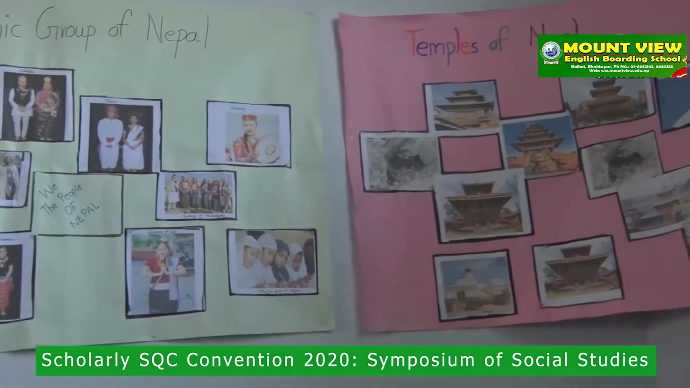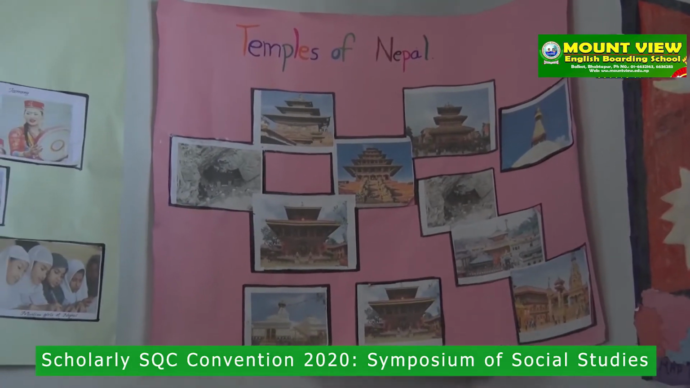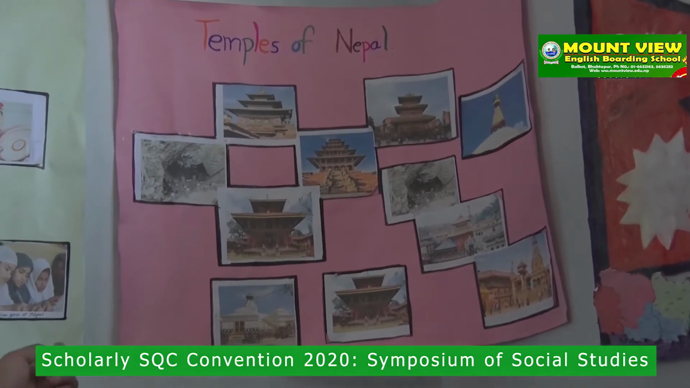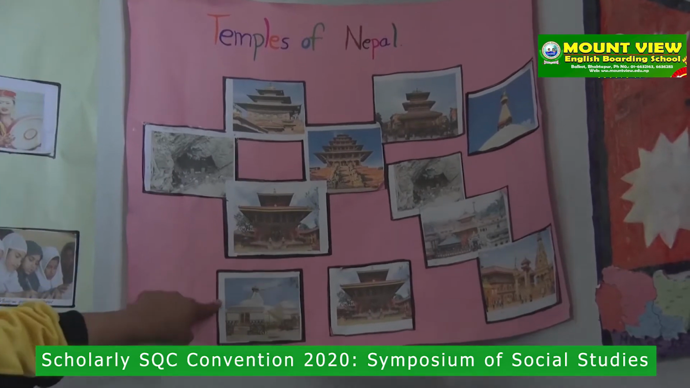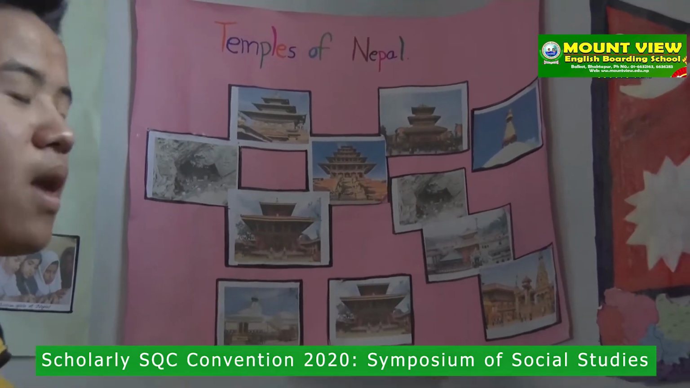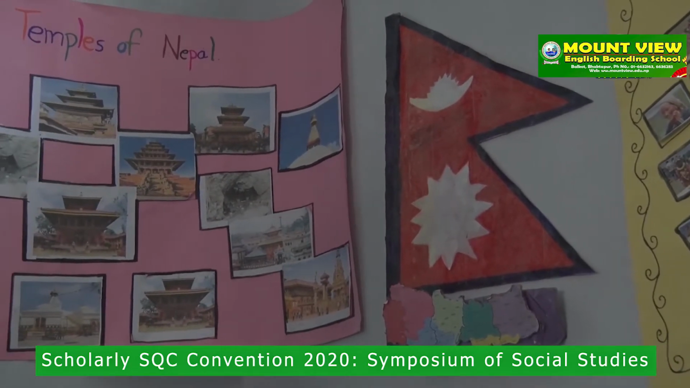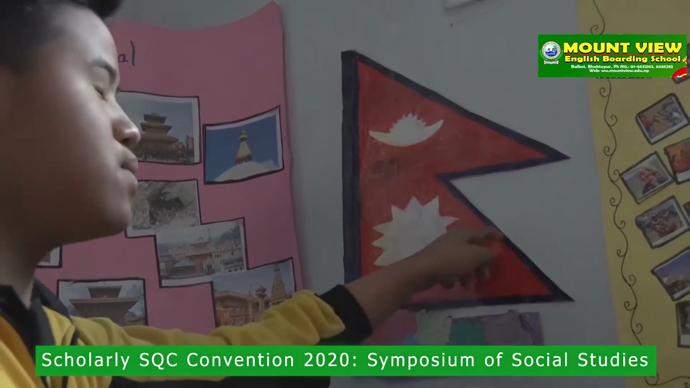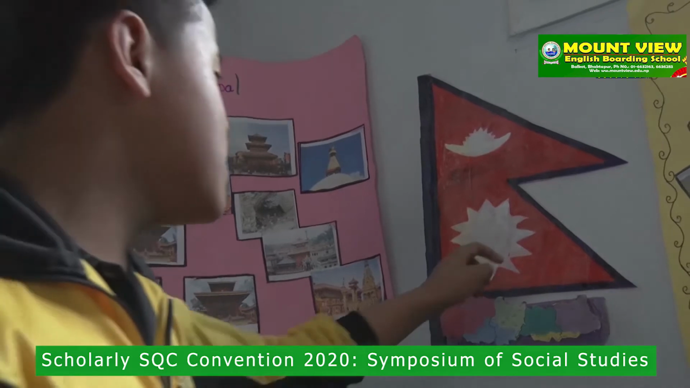And here we can see about temples of Nepal. As you know, our country is a multi-religious country. Here we can see some of the temples of Nepal: Pashupatinath, Changunarayan, Boudhanath, Swayambhu. And here we can see our national flag, which is made of two colors, red and blue, in which the blue represents peace and the red represents the bravery.